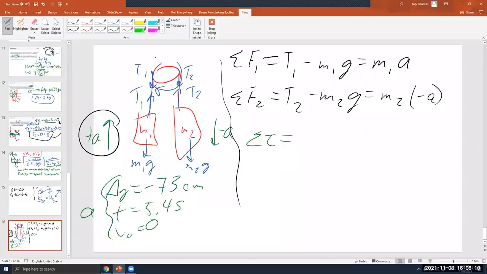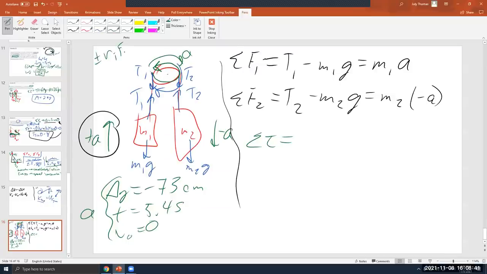I have given a direction for alpha. I've said that this is the direction for alpha. And you'll see that that is actually a clockwise rotation, that's going to be a negative alpha. What will be the signs for each of my torques here? I have T1, which is pulling the pulley in this direction. That's counterclockwise, that'll be a positive torque. And the distance from the center to that force is just the radius of the pulley. So just as a reminder, I have plus or minus R sub I, F sub I, sine theta sub I.